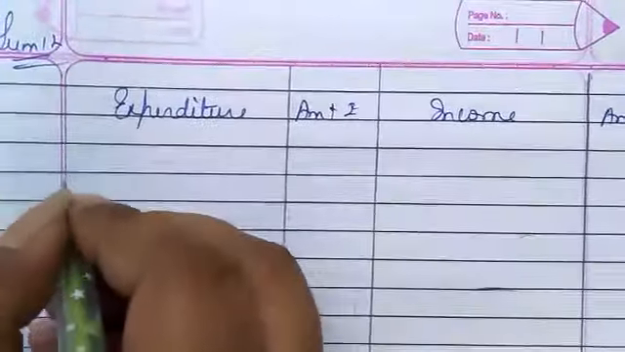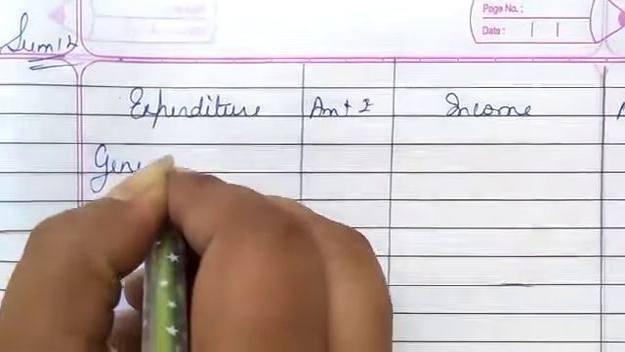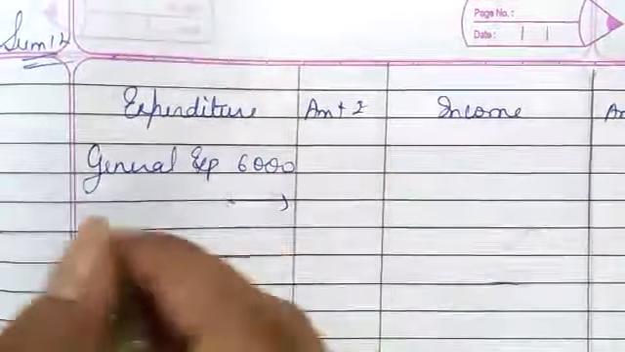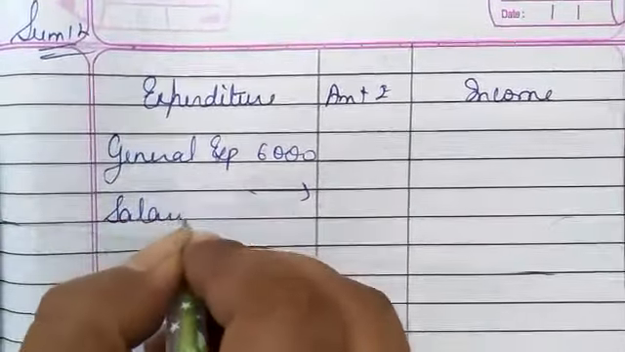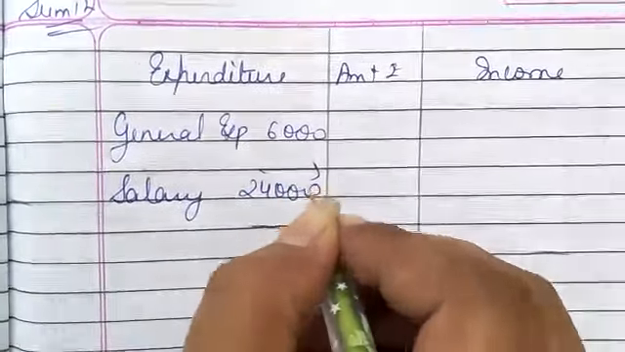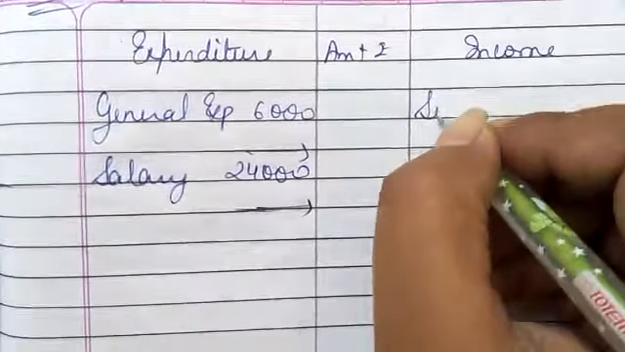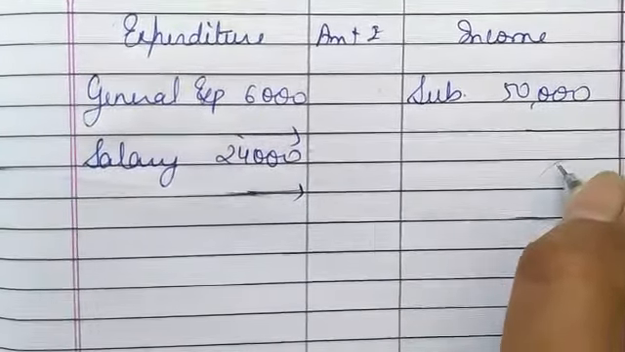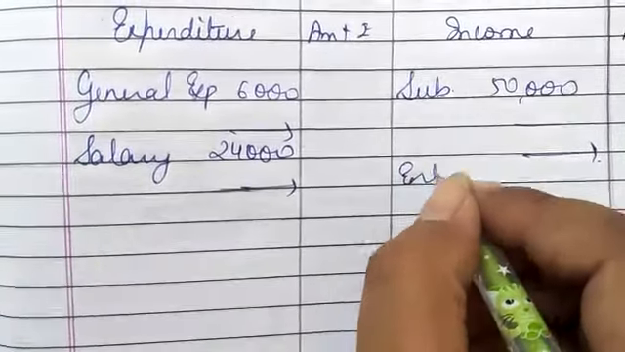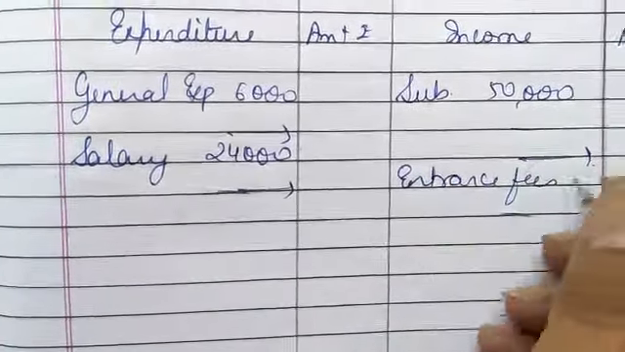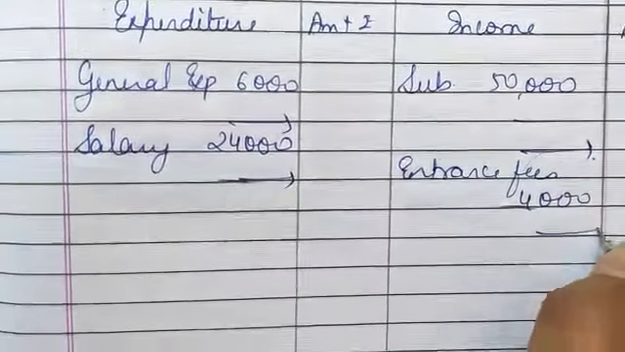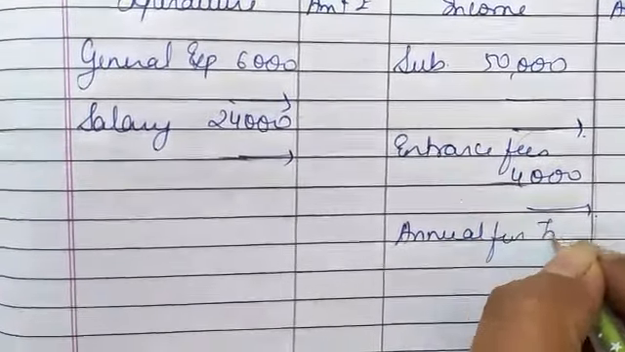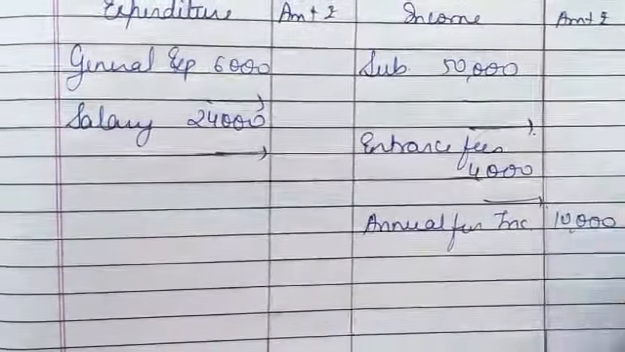So first in the expenditure we get general expense 6,000. Adjustment is there, so leave the line for the same. Then salary 24,000. Adjustment, leave the line for the same. Subscription 50,000. Then we have adjustments, so leave the space. Then entrance fees capitalized, so leave the adjustment. Then we have annual function income, amount is 10,000.